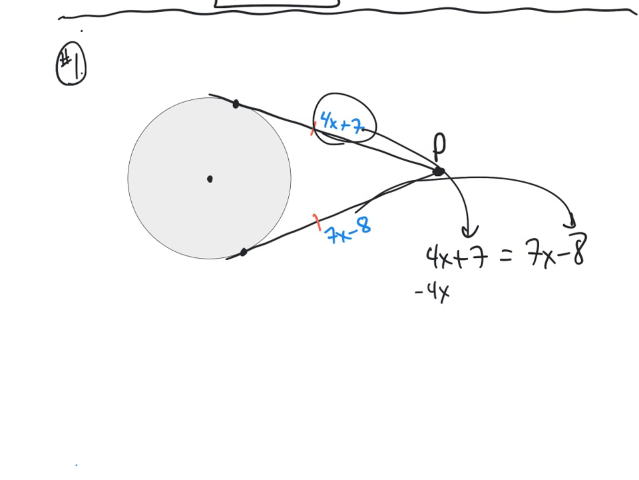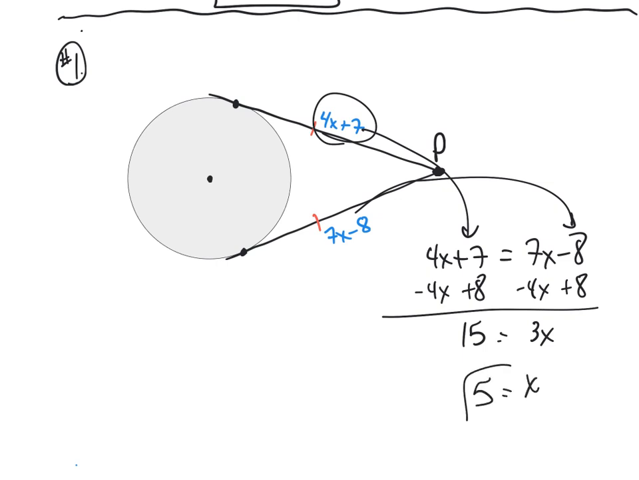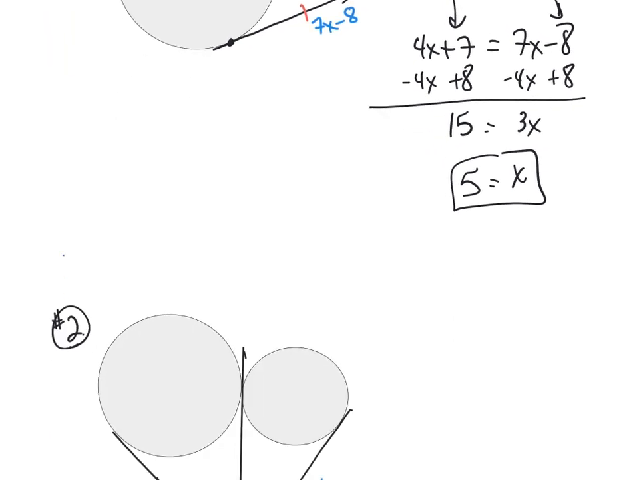We can move the x's to one side, I'll go right, the numbers to the other side, and then divide both sides by 3. So the value for x that makes this true is 5. Okay, so relatively simple theorem, I hope. Just the two tangents drawn to the same circle are equal.